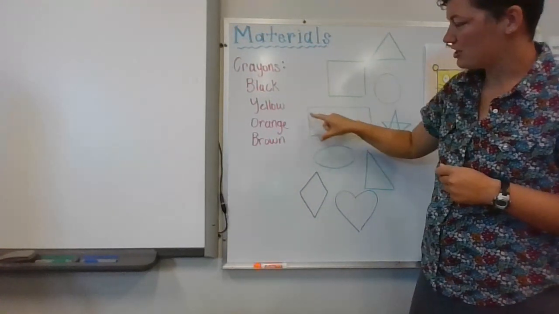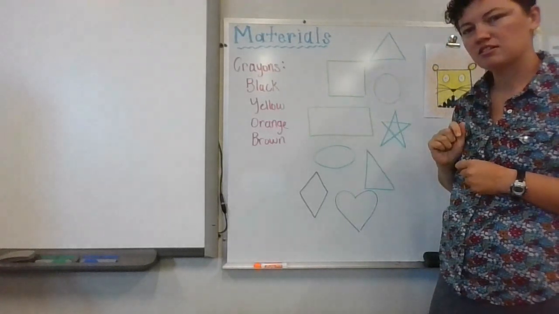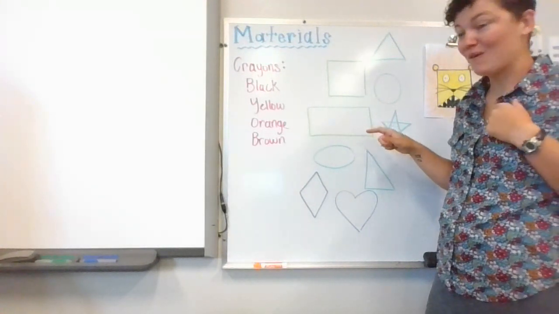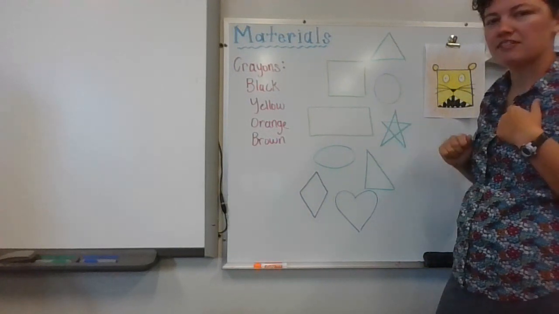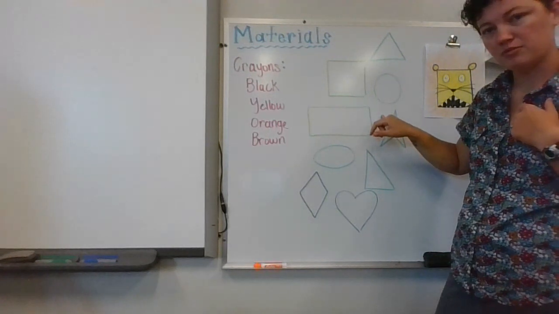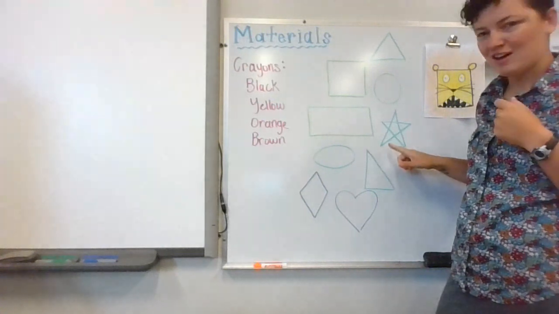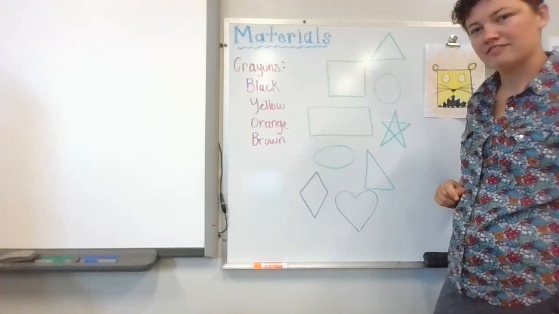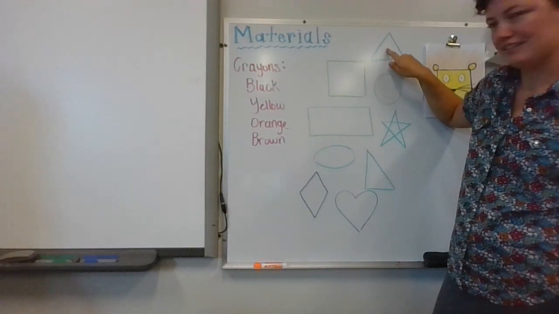What about this shape that's got 4 sides, but they're different lengths? A rectangle. What about this funky pointy thing? What is that? Got 1, 2, 3, 4, 5 points on it. It's a star. What about this shape with 3 sides? A triangle. So this is a triangle and this is a triangle.